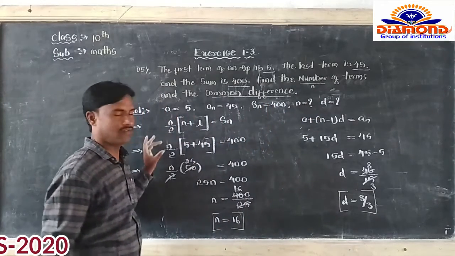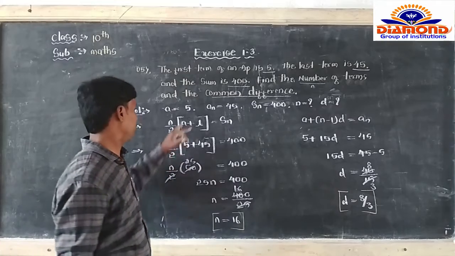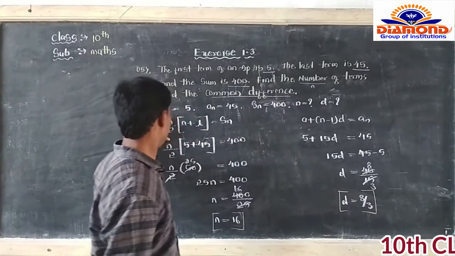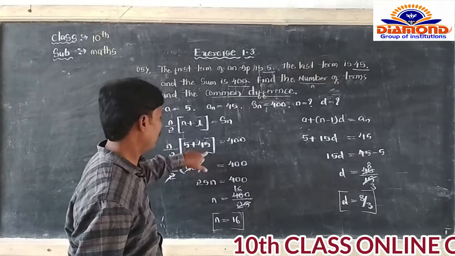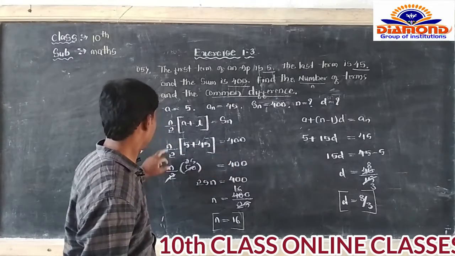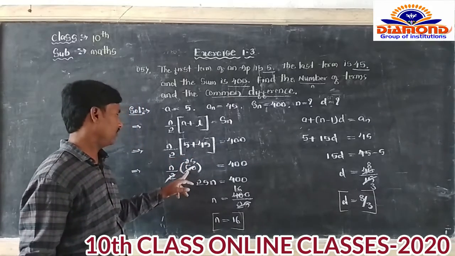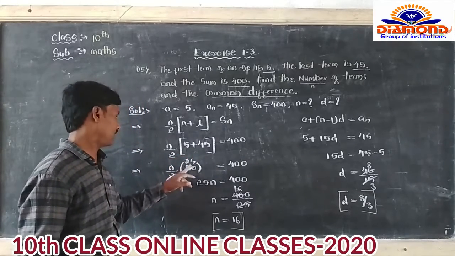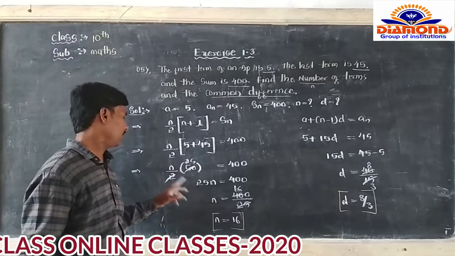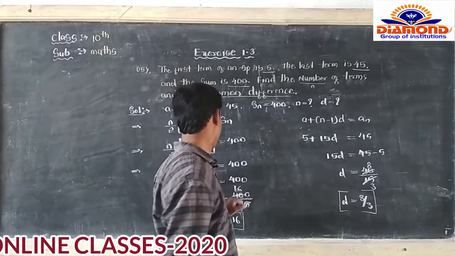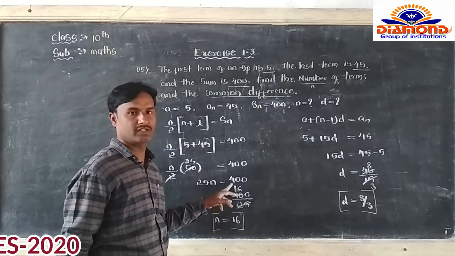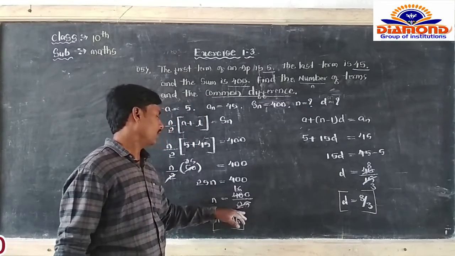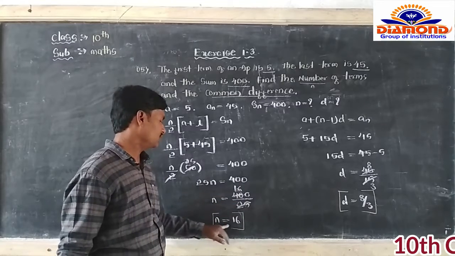Then we use this formula. Why we use it: we know the first term and the last term. So that's why we took the formula n upon 2 in the bracket, a plus l. The a value is 5 plus 45 is equal to 400. Then 45 plus 5 is equal to 50. So 50 divided by 2 gives 25. 25 into n, 25n is equal to 400. Then n equal to 400 divided by 25. 25 under 25 remains 15, it becomes 150. 25 sixes are 150. Then n is equal to 16.